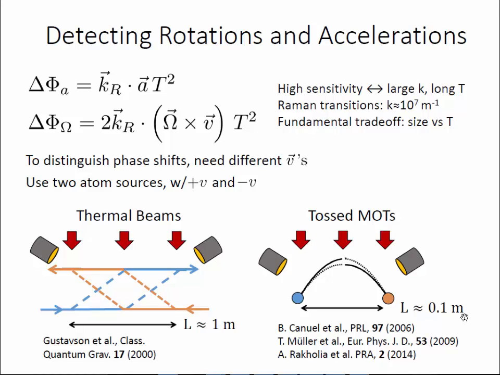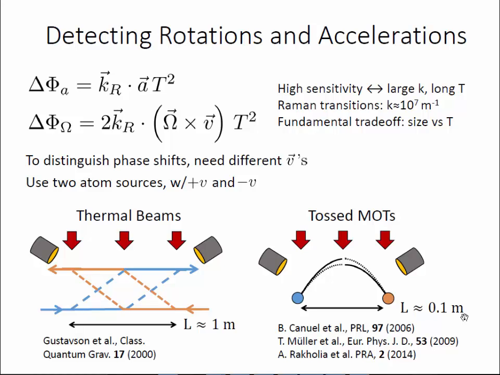Typically what people have done is use multiple atomic sources with atoms going in opposite directions. And here I've got some cartoons of the different geometries that have been used. The first successful light pulse atom interferometers were based on thermal beams. So you have counter-propagating thermal beams, you get two phase shifts, and you can distinguish these two contributions. And in the last decade or so, there's been a lot of work on cold atom systems where you make multiple magneto-optical traps and you launch them towards each other to get your counter-propagating atoms. So these systems have been very successful, but they're still relatively large and relatively complicated.